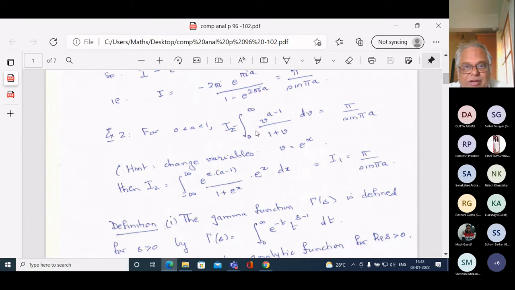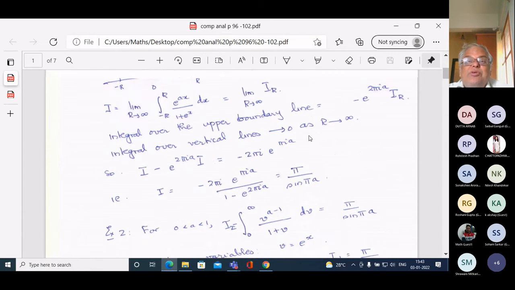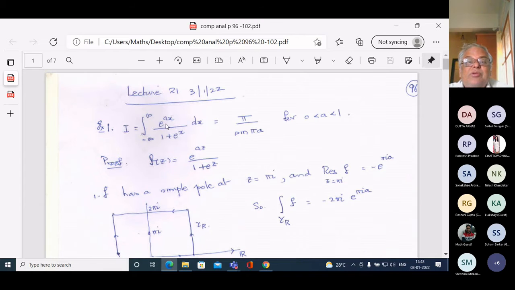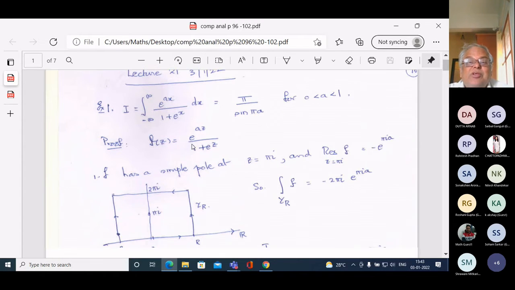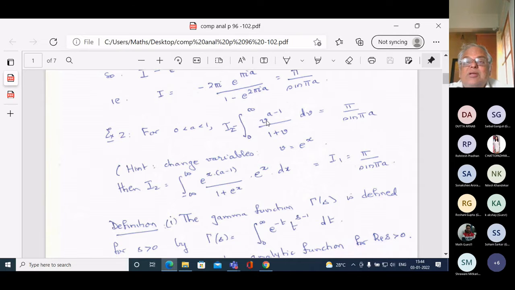One more integral we want to write down, which is the integral of v to the a minus 1 over 1 plus v dv. But notice that this looks very similar to this, e raised to ax over 1 plus e to the x. It is v to the something over 1 plus v. So obviously you do the change of variable v equal to e to the x. And then you'll see that I2 is the same as I1, and I1 is pi over sine pi a. So this is actually what I want.